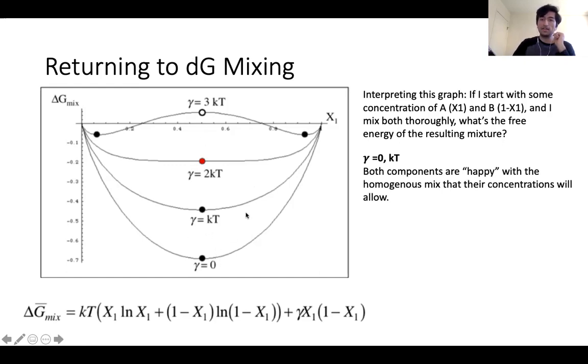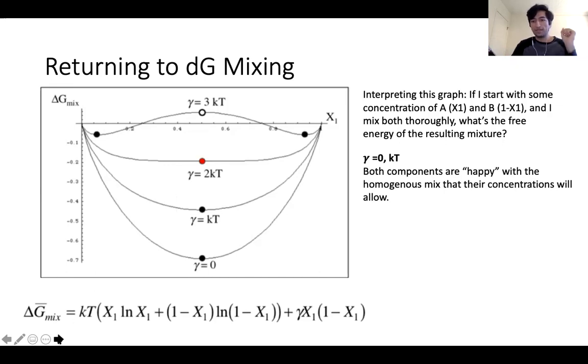So for example, the gamma equals 0 and the gamma equals kT curves are relatively similar because whatever you start off with, once you mix it, you'll end up with some free energy. And you can't really change it much because trying to approach the 50-50 mixture, in which you will have minimum free energy, requires you to either borrow more A or more B from some other part of the system. And whenever you do that, you will just end up increasing the free energy in the other place. And that's why you'll kind of just be stuck wherever you started.